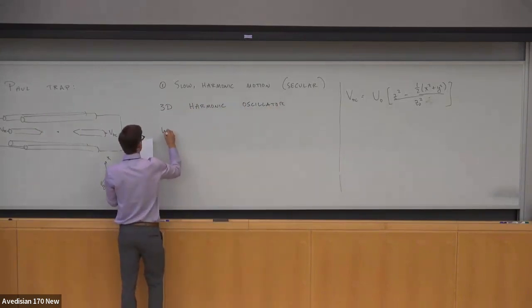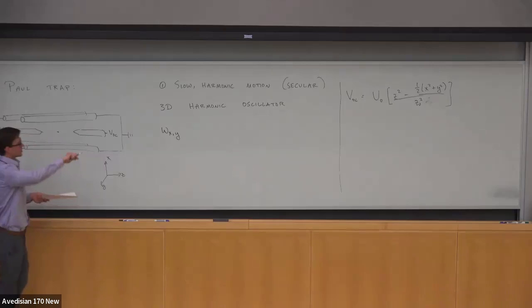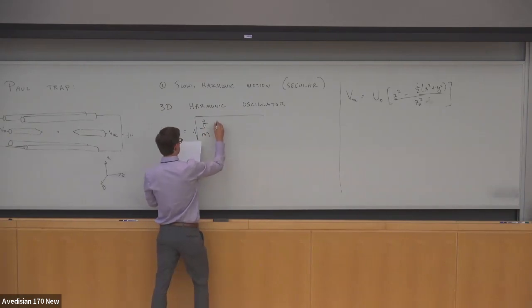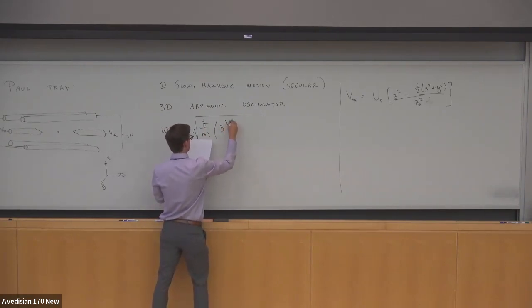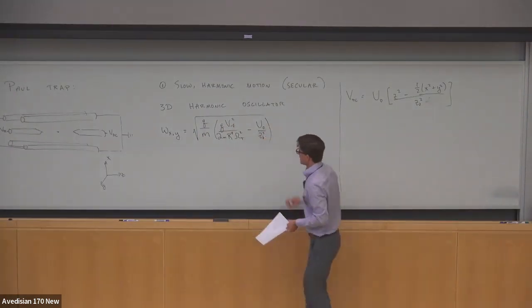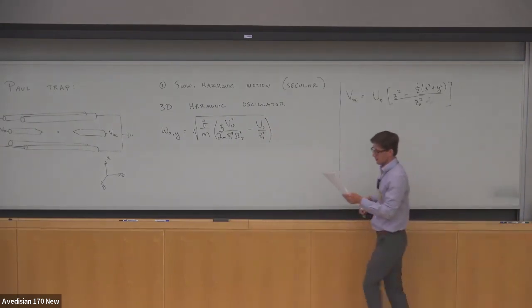where the frequencies omega, this is the slow harmonic oscillator frequency in the x and the y directions, it's equal to the square root of charge divided by mass times charge times V_RF squared over 2 times the mass times capital R to the fourth times Omega_trap squared, minus U_0 over z_0 squared. So these are two of the frequencies, the two radial frequencies where we have this rotating saddle.